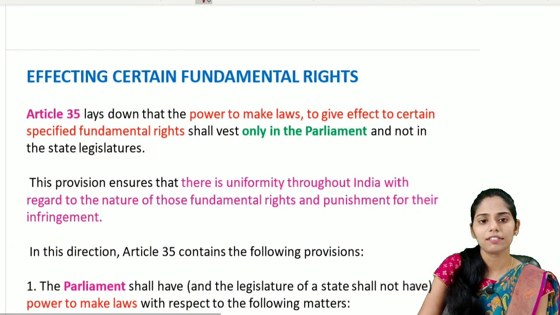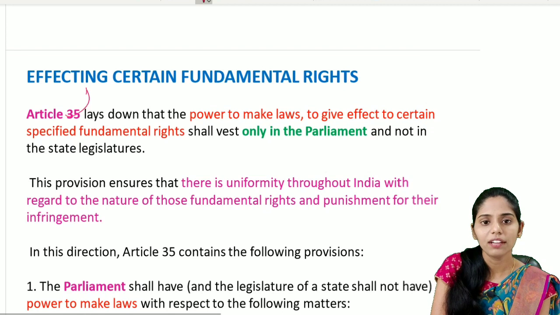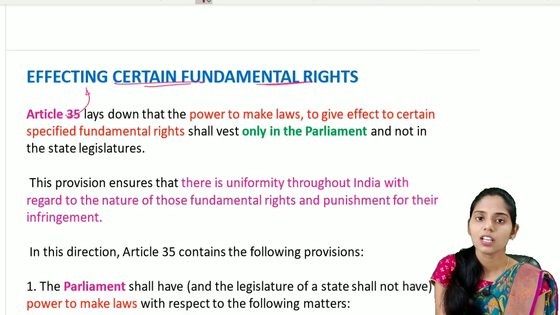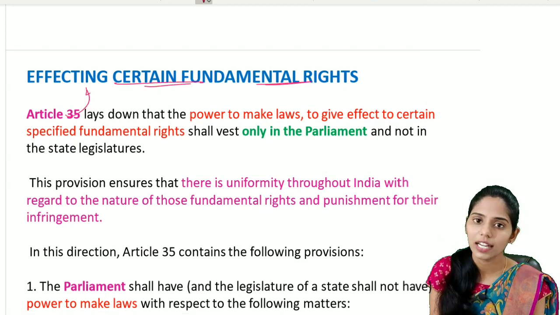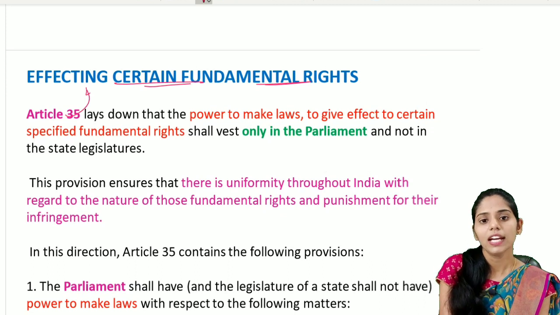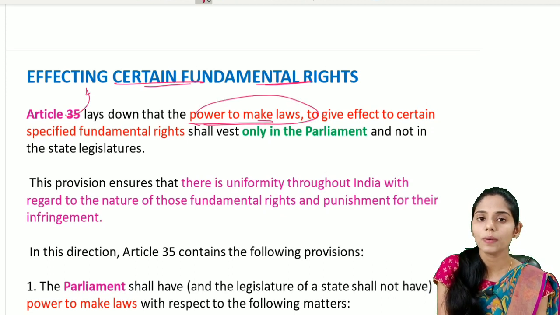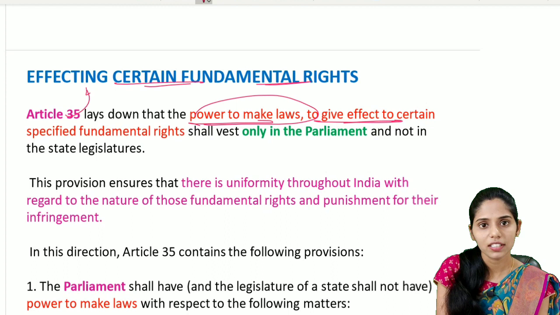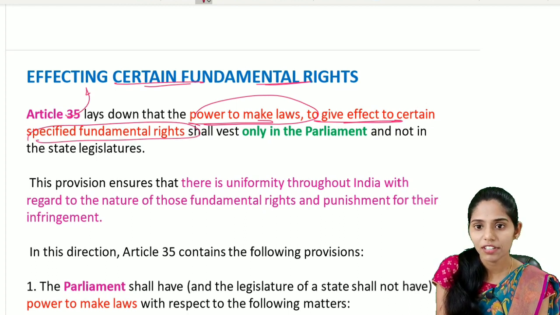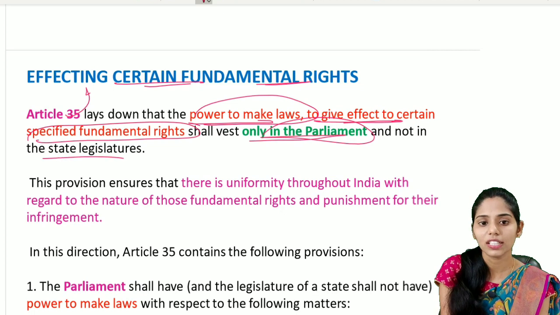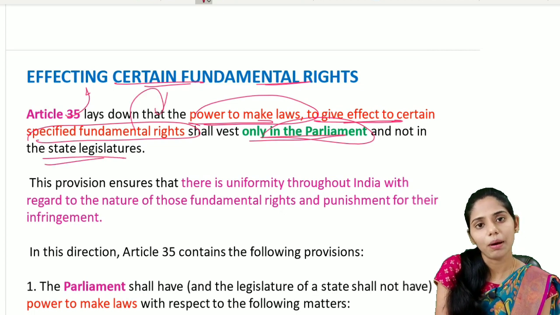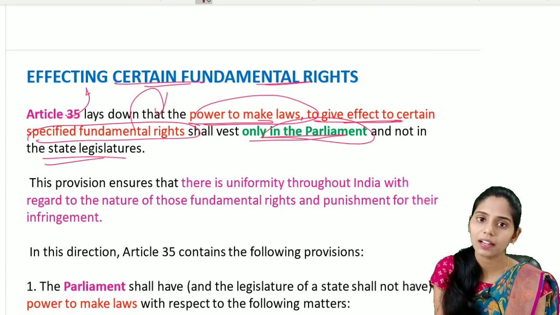This is Article 35. Mainly it talks about giving effect to certain fundamental rights. As per the exact wordings of Article 35, the power to make laws to give effect to certain specified fundamental rights shall vest only in the Parliament and not in the state legislature. Again, the powers are given entirely to the Parliament.